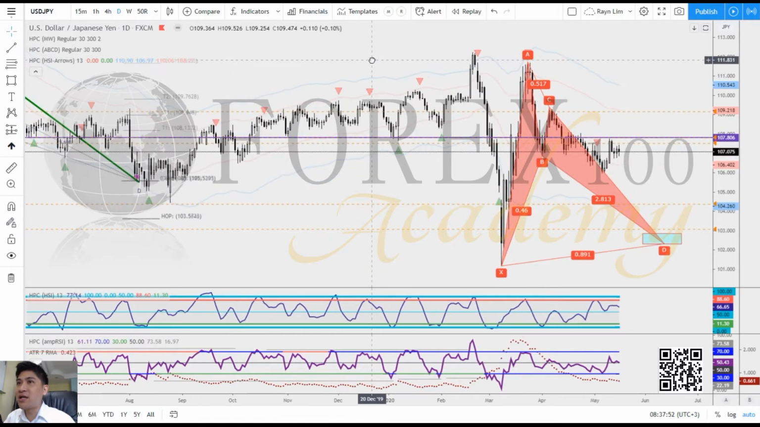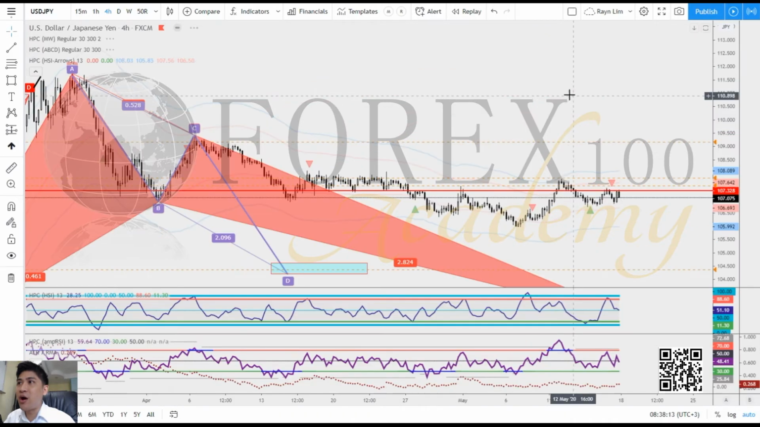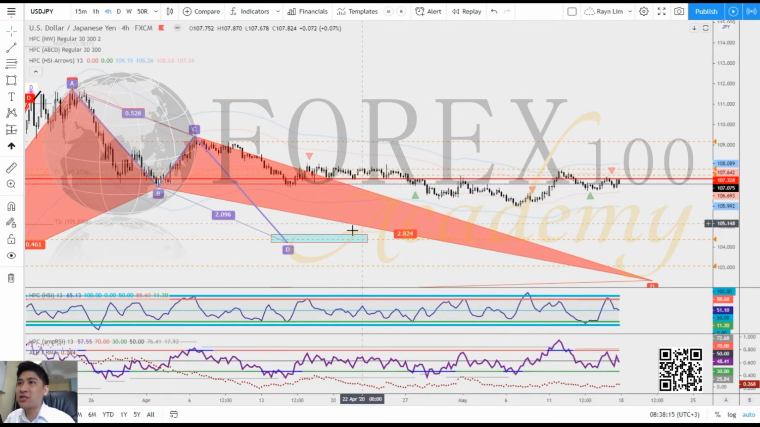So dollar yen on the daily chart, I'm waiting for a bullish bat pattern at 102.30. So it's important for you to learn so you get to plot the pattern in advance, at times before the software has spotted it. Alright, so if the market hits down to 102.30, it will be a level of my interest for a buying opportunity.